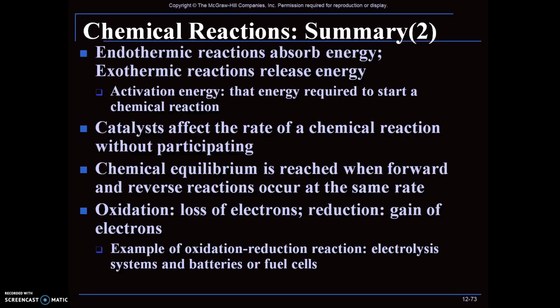In chemical reactions, endothermic reactions absorb energy, exothermic reactions release energy, and activation energy is required to start the chemical reaction. Catalysts are the ones which will make the reaction go faster. Chemical equilibrium is reached when the forward and reverse reactions occur at the same time, at the same rate. Oxidation is loss of electrons, reduction is gain of electrons. Examples are oxidation-reduction reactions, electrolysis systems, and batteries and fuel cells. This concludes chapter 12.